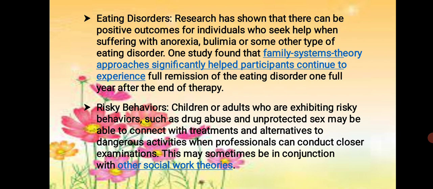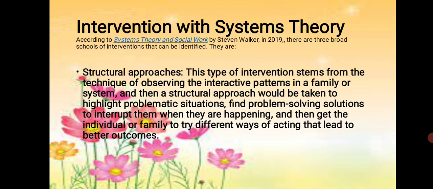Next, risky behaviors. Children or adults who are exhibiting risky behaviors, such as drug abuse and unprotected sex, may be able to connect with treatments and alternatives to dangerous activities when professionals can conduct closer examinations. This may sometimes be in conjunction with other social theories.